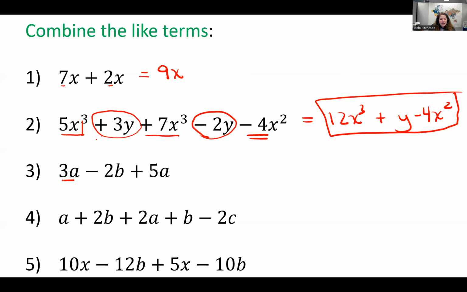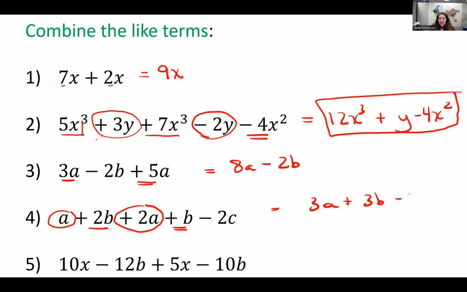All right, here we have 3a plus 5a. 3a plus 5a is 8a minus 2b. Here we have 1a plus 2a is 3a. 2b plus 1b is 3b. And then minus 2c is part of my answer.